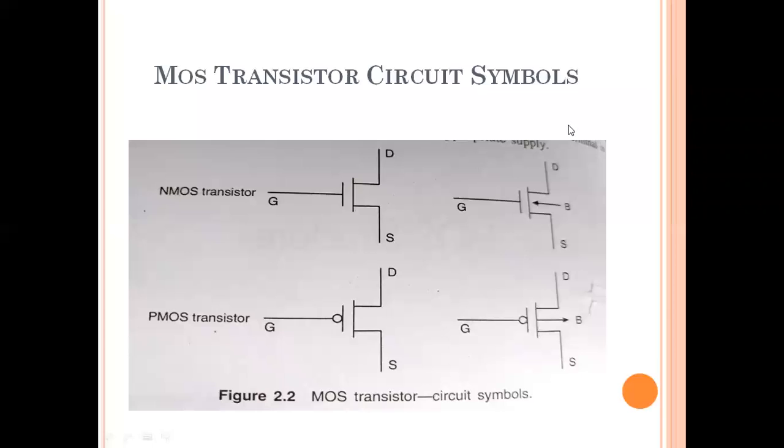Okay, MOS transistor circuit symbols. These are the symbols referred to in VLSI for the NMOS transistor. Here the parallel plate is there, and these are the terminal names: drain, gate, and source. And the PMOS transistor can be identified by the bubble. And these are the terminals. Also, this is one of the other symbols for the NMOS and PMOS, but most commonly only these two types are referred to.